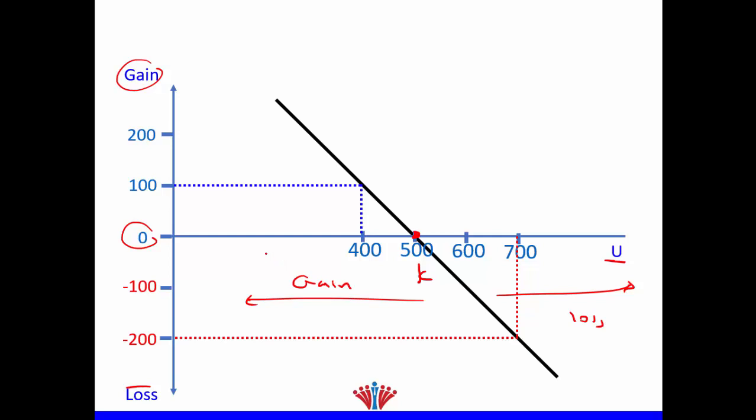So let's start with the first scenario. The first scenario is a higher price at 700. So at 700, we will go down till we intersect our curve and then go horizontally. This will give us a loss of $200 per unit. The second scenario is a lower price of 400. If we go up till we intersect with our curve and then go horizontally, this will give us a gain of $100 per unit.